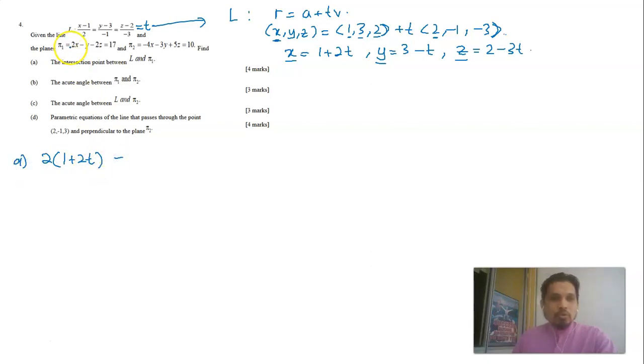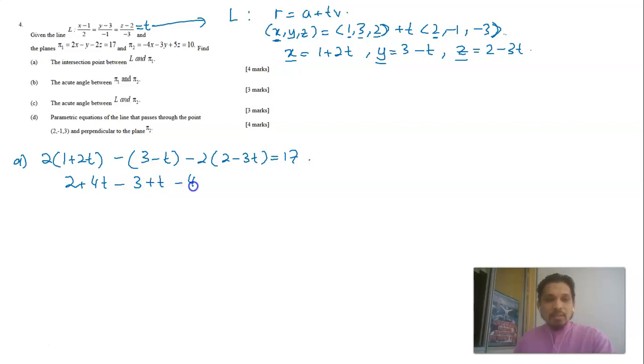So it is now 2 where x equal to 1 plus 2t. Okay, 2x minus y minus 2z. Y is 3 minus t, and z is 2 minus 3t, equal to 17. So 2 times 2t equal to 4t, minus 3 plus t, minus 4 plus 6t, equal to 17, so that you will get t equal to 2.